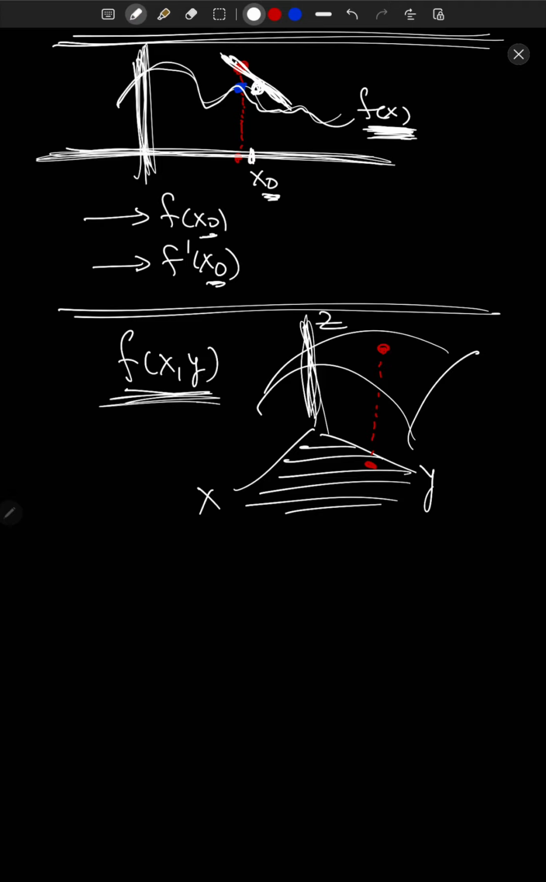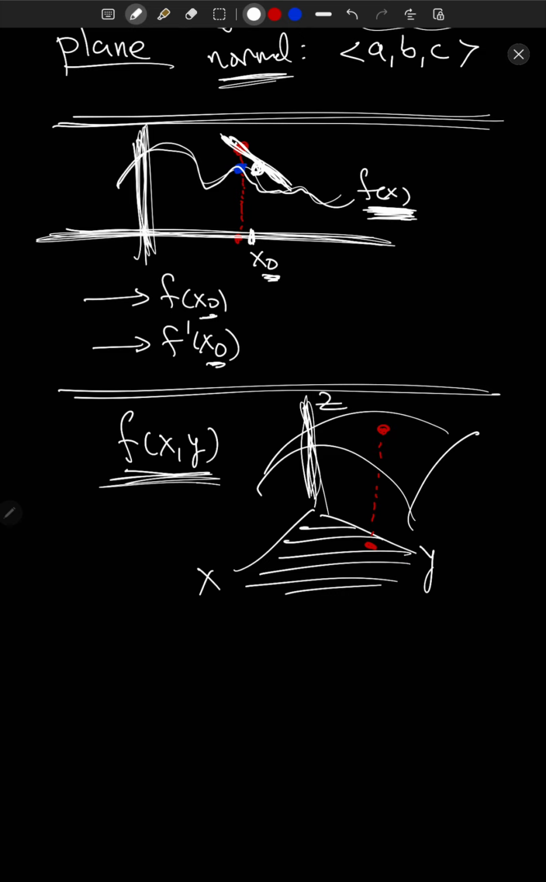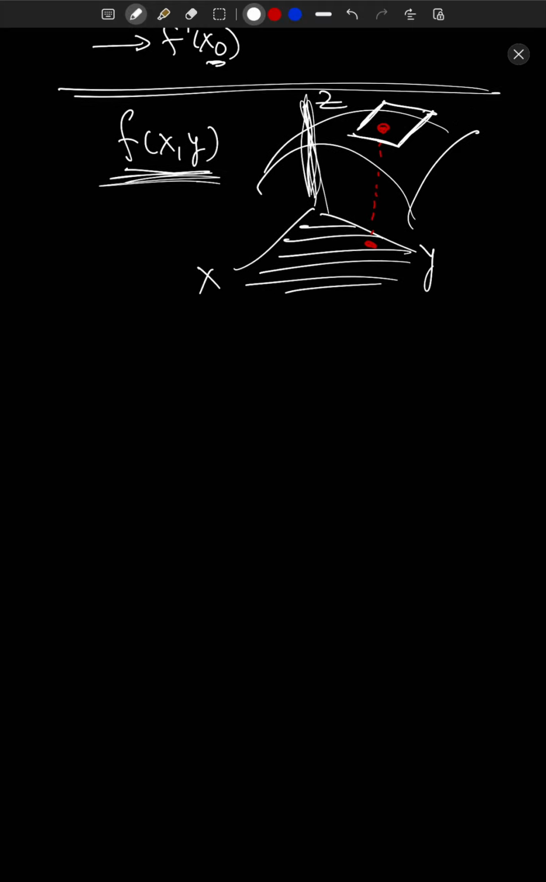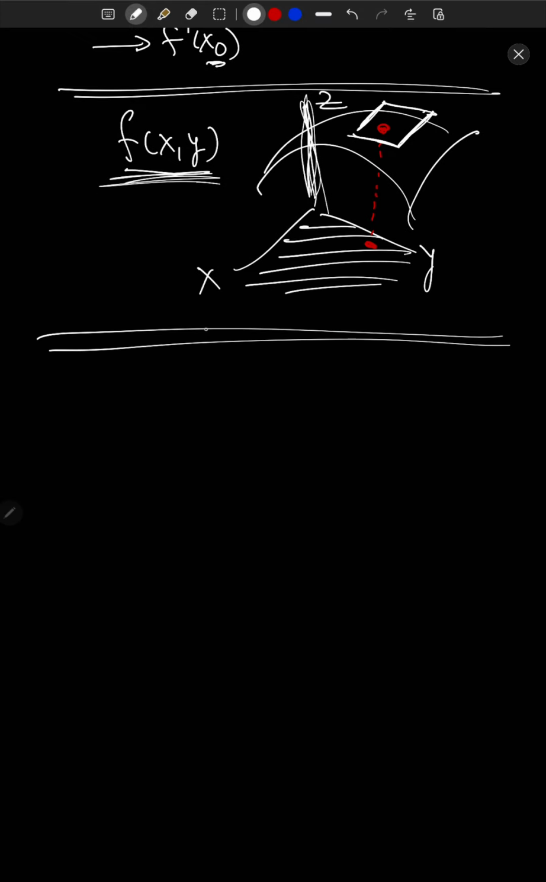Same idea. Instead of a tangent line, you can even see it from this picture, we're going to have the concept of a tangent plane. And the tangent plane is going to have the same importance that the tangent line had in one variable calculus. So you definitely want to get as comfortable as possible working with planes. That's a preview of stuff we'll talk about roughly 2 weeks from now.